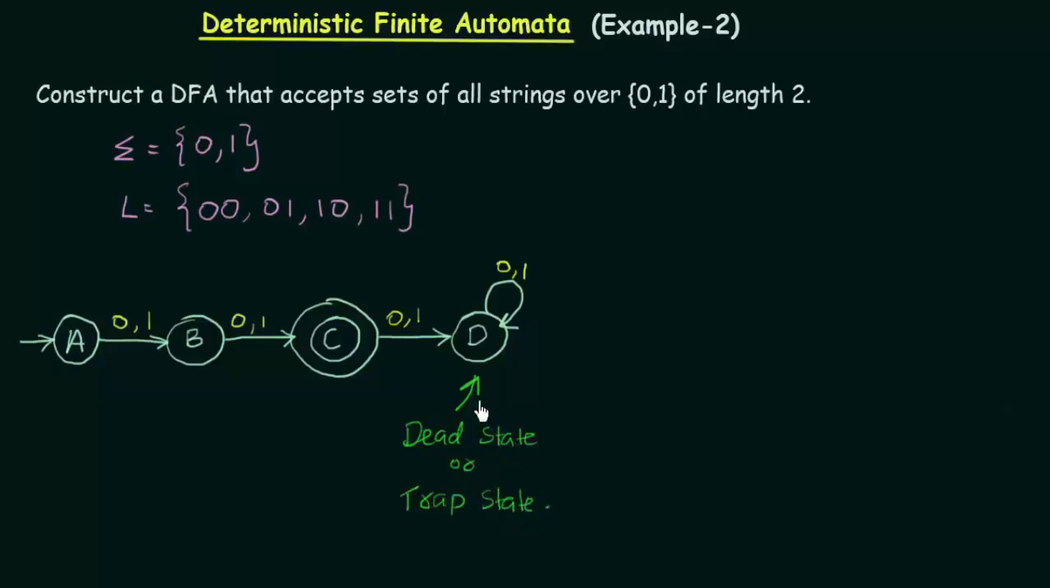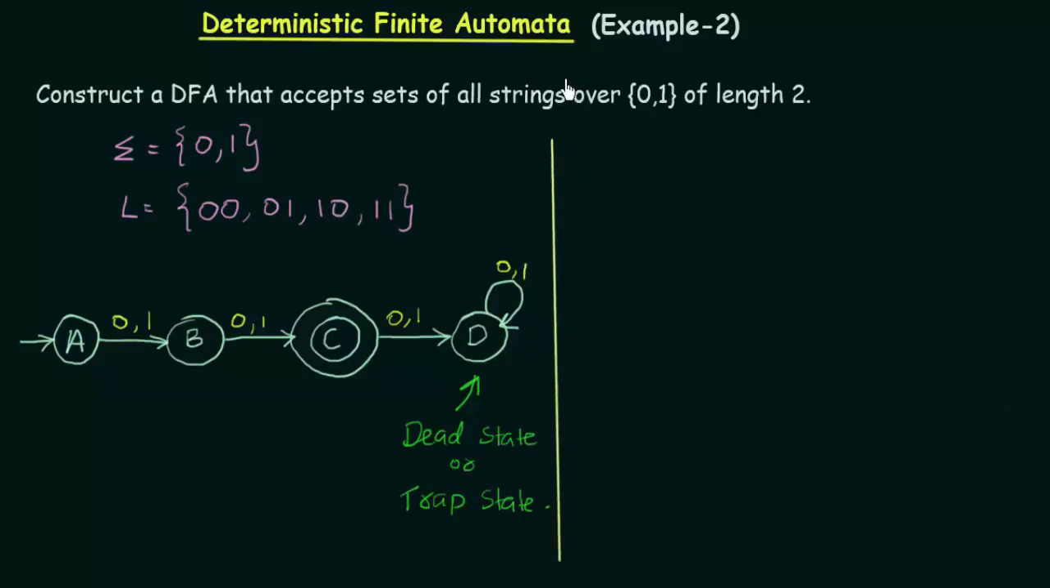Okay, so now my DFA is complete because I have mentioned for every state what happens when I get a particular input, either 0 or 1. Now I have successfully designed the DFA that accepts the set of all strings over 0, 1 of length 2. Alright, I hope that was clear.